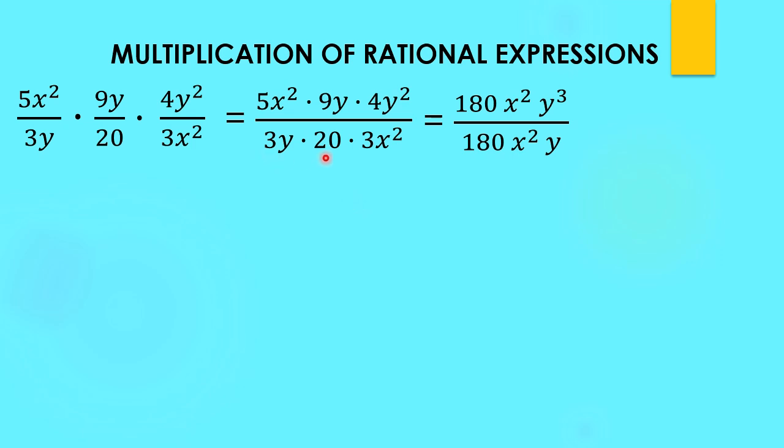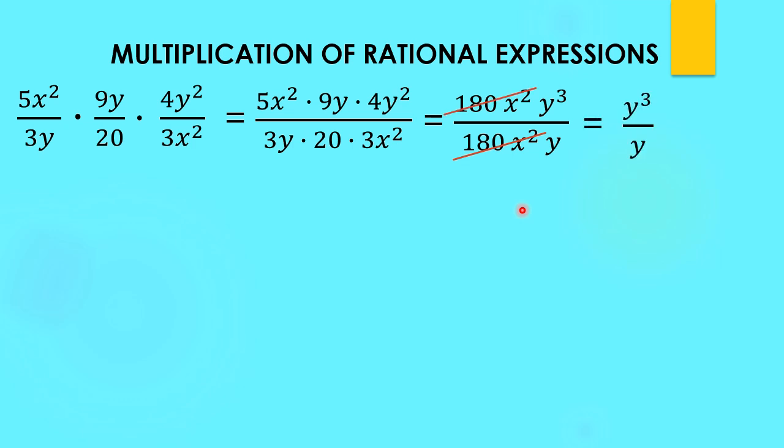And then 3y times 20 times 3x squared. So let us multiply 3, 20, and 3. 3 times 20, that is 60. Times 3, it will give us 180. And then x squared and y. And then cancel out all the common factors. So the common factors here are 180 and x squared.